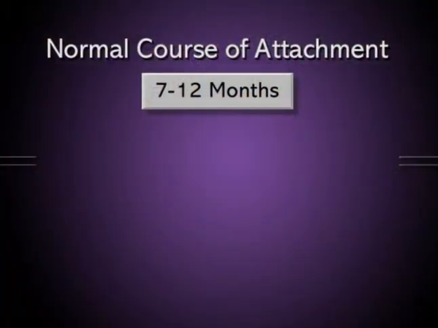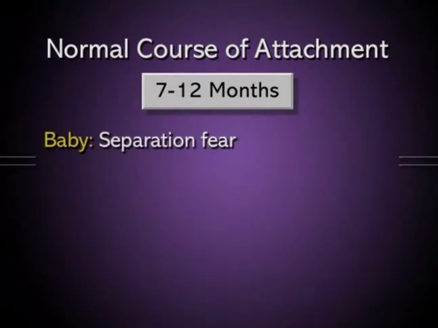And then starting at about 7 months and between 7 and about 12 months, two really significant behaviors appear in babies. First, most babies begin to show separation fear. That is, when the person that they are attached to leaves and is not present, they show extreme distress. They often cry, they cower, and they look for the attached person. They don't like it when the person is separated.